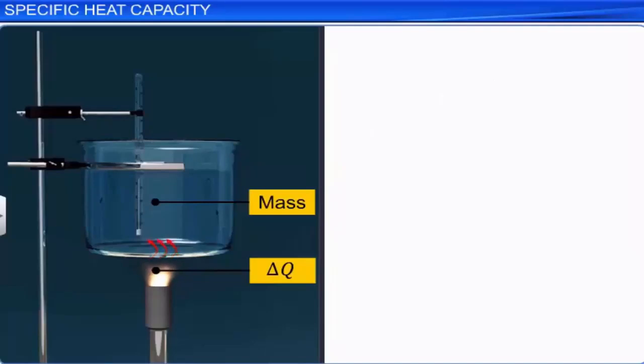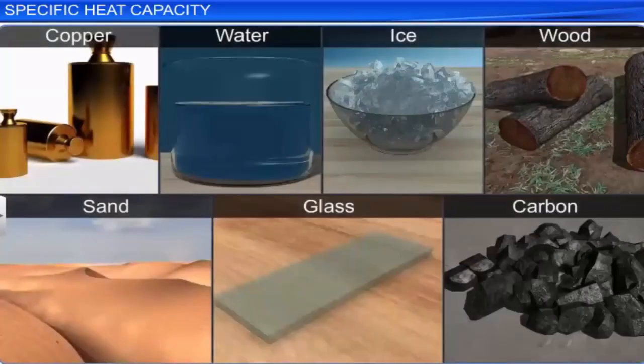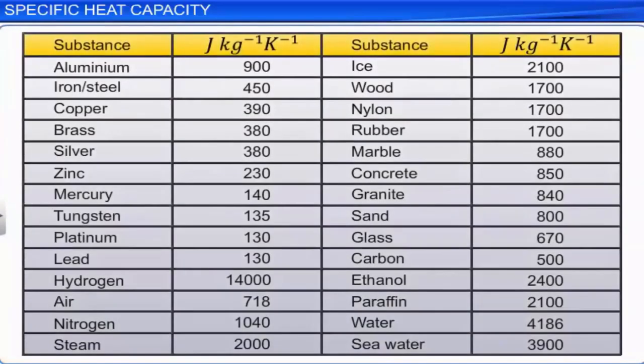Specific heat capacity S can be expressed as S equals 1 by m into delta Q by delta T. The SI unit of specific heat capacity is joule per kilogram Kelvin. Specific heat capacity depends on the nature of the substance. Different materials have different specific heat capacity values as shown in the table.